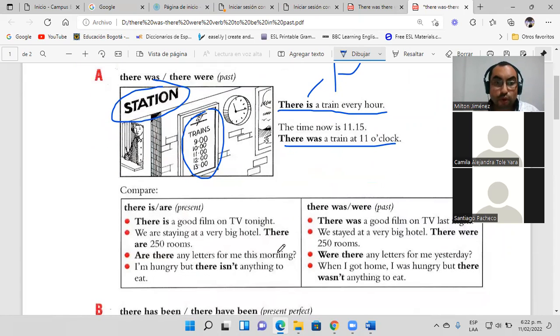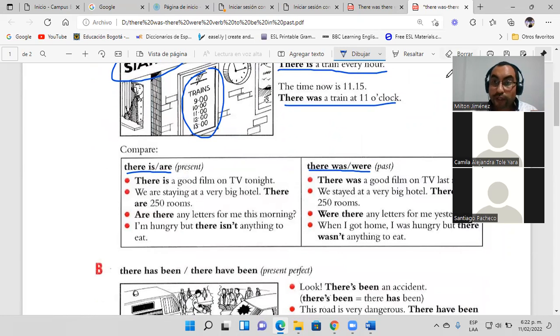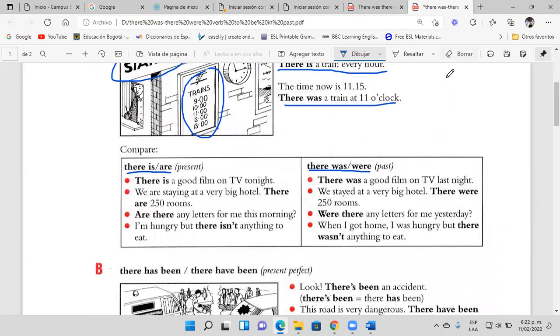Let's see more comparisons. So we have there is and there are. This is in present, and there was and there were. This is in past, okay? If you want, cuando quieran, ustedes tomen pantallazos de estas cosas, ya que ustedes no toman apuntes como en un cuaderno o algo así, pero sí pueden ir tomando pantallazos para que después la cosa les quede más fácil. Tomarán sus apuntes a punta de pantallazos, ¿ok? Yo lo solía hacer en Teams, pero aquí no puedo mandar pantallazos por el chat.